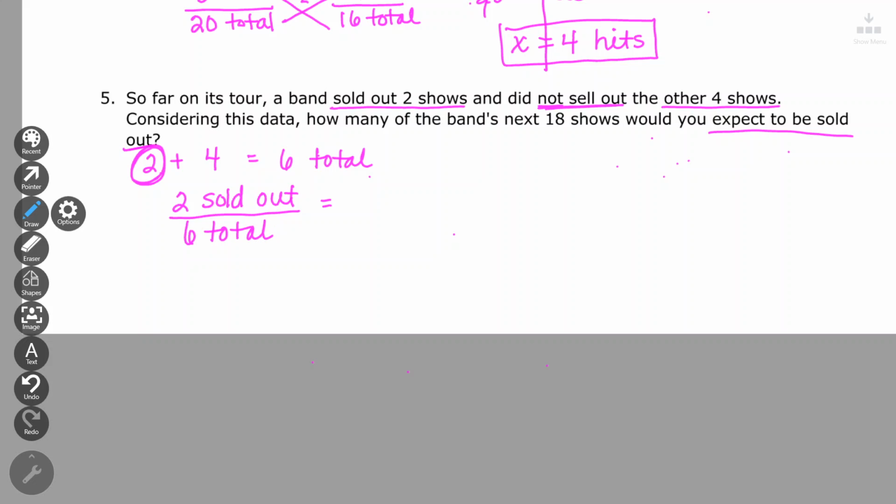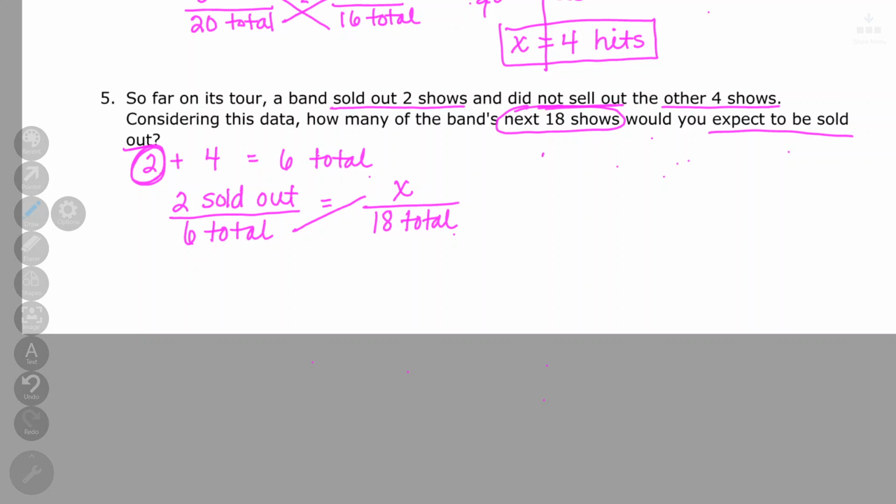We've got to set that equal to the next 18 shows. That would be the total for the next fraction. So 18 total would go in the bottom, and we don't know how many are going to be sold out. That's what we're trying to solve for. So now that we have our fractions set equal to one another, that, remember, doing that is called a proportion. We can cross multiply. 6 times x is 6x equals 2 times 18 is 36.